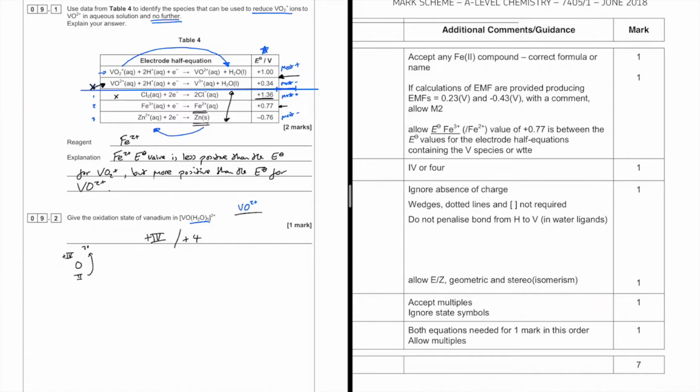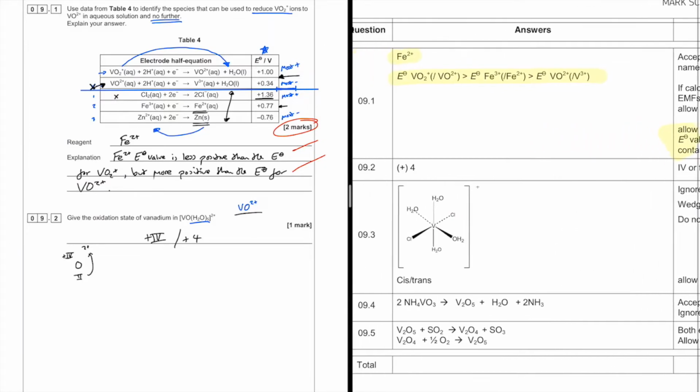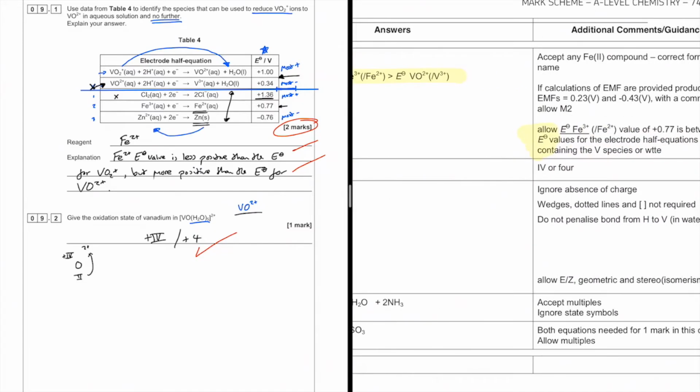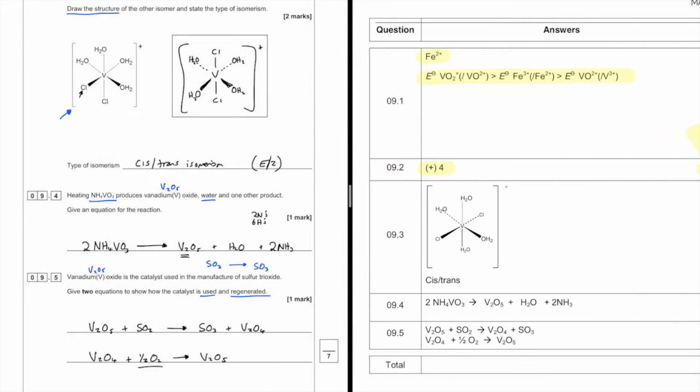Okay, so that's me saying it in words, so it's more akin to what I've said. I didn't mention plus 0.77, but that's what I've put in words, so that's fine. That's 2 marks. I'm not going to spend any more time on that. Oxidation state of vanadium in that compound is +4, so you can have +4. You can have it in Roman numerals like I did, or 4, so that's cool.